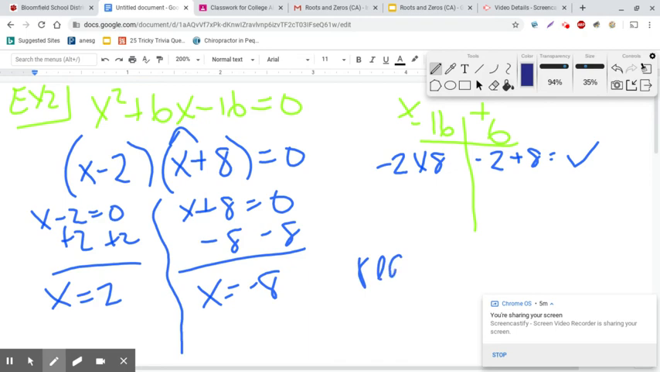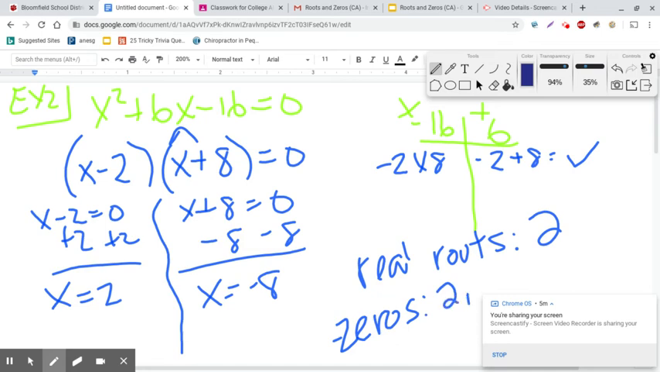So if we were to ask, how many real roots do we have? Well, we have two separate answers, right? 2 and negative 8 are different. So we would have 2. And our zeros would be a positive 2 and a negative 8.